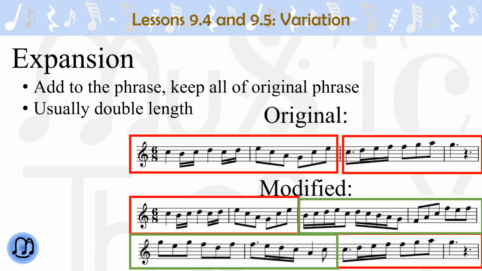Expansion means to add to the phrase, keeping all of the original. Usually you want to add enough music to double the length of the phrase. In the example shown, the parts that are from the original phrase, the first two measures and the last two measures, are boxed in red, and the part that I added, measures 3 to 6, are boxed in green.